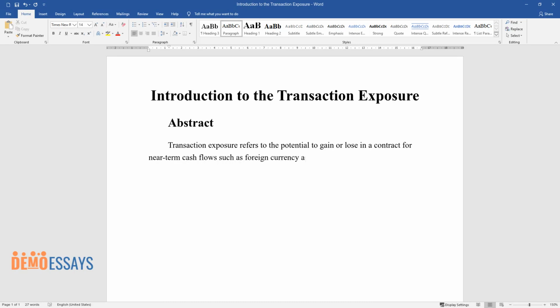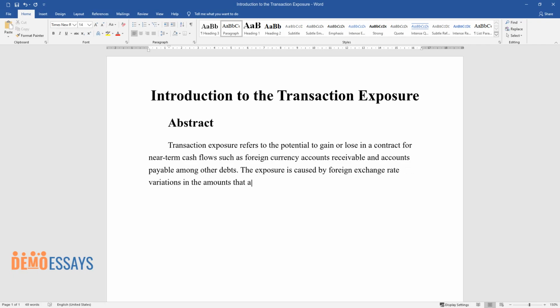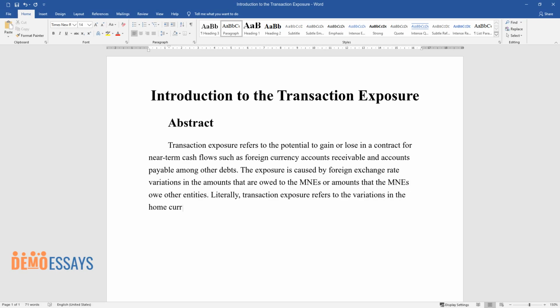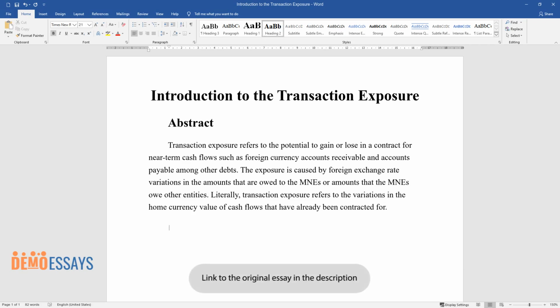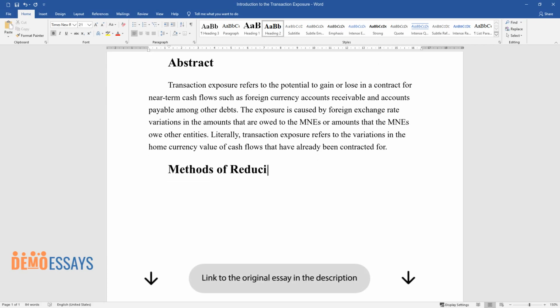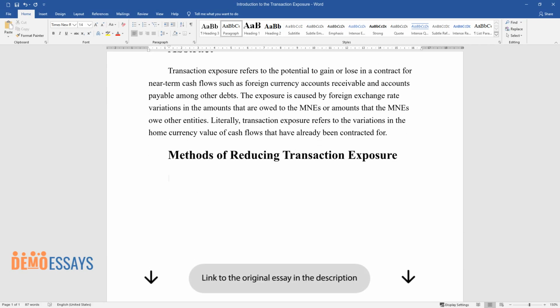currency accounts receivable and accounts payable among other debts. The exposure is caused by foreign exchange rate variations in the amounts that are owed to the multinational enterprises or amounts that the latter owe other entities. Literally, transaction exposure refers to the variations in the home currency value of cash flows that have already been contracted for. Methods of reducing transaction exposure.